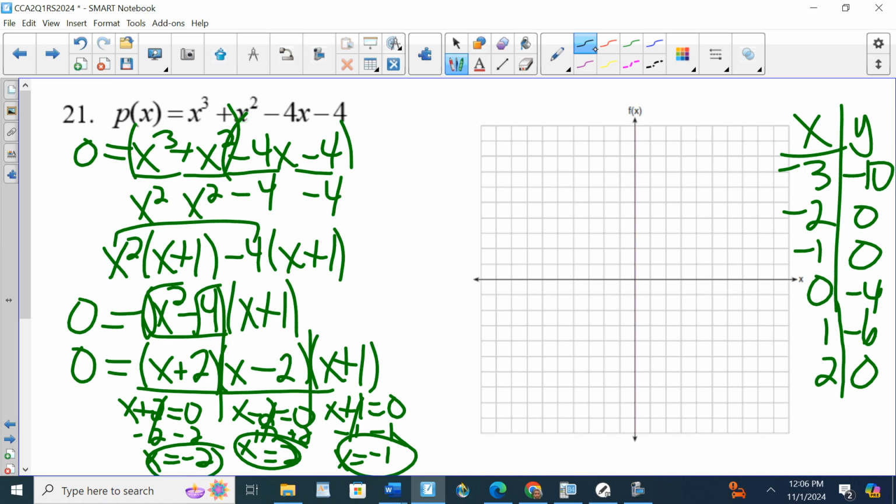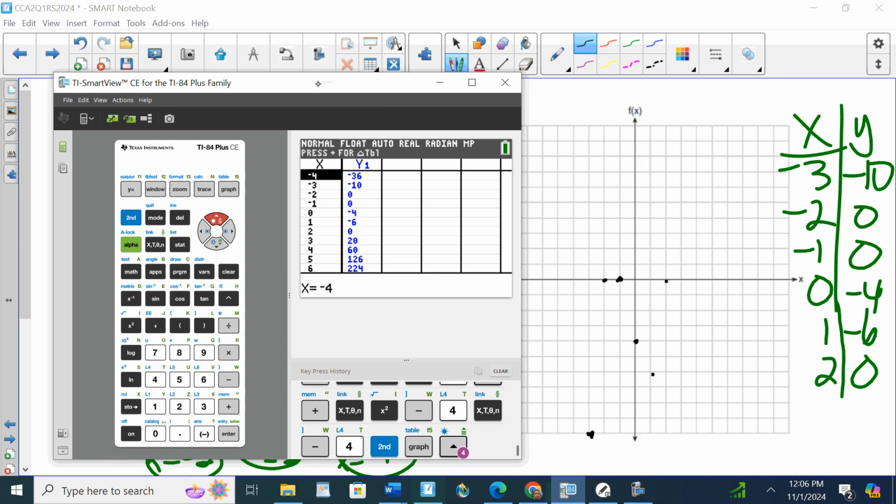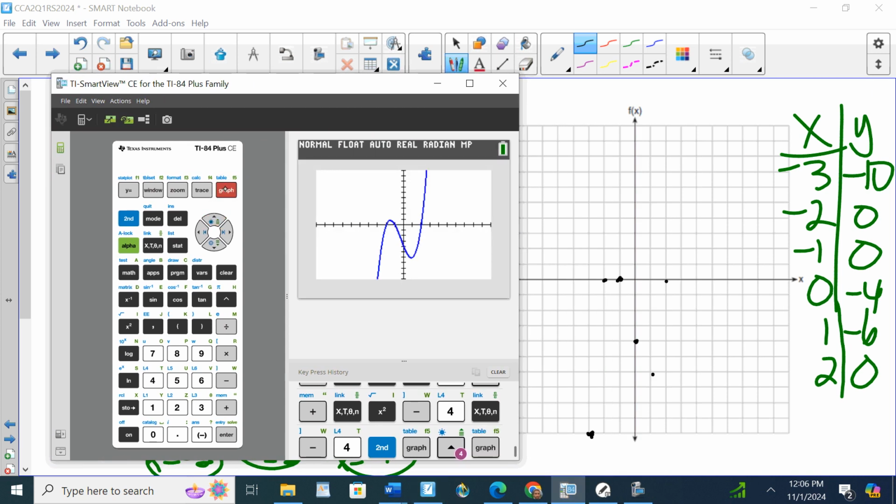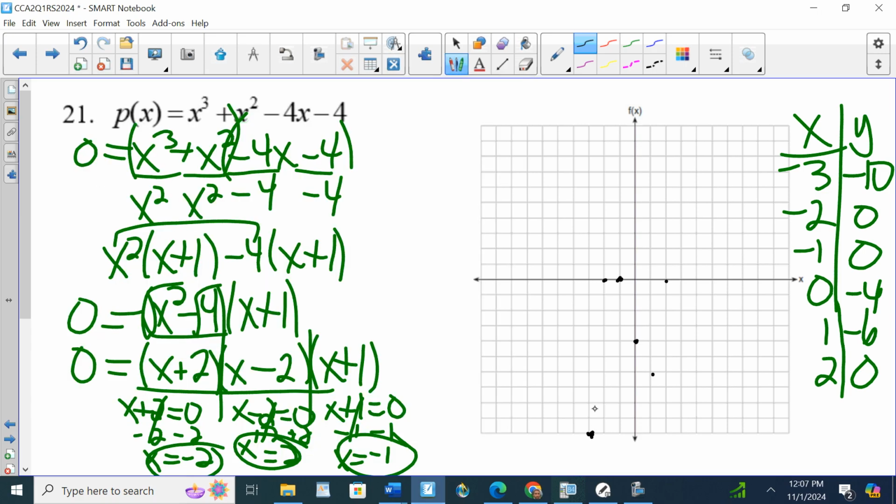So I plot them, negative 3, negative 10. I got negative 2, 0. I've got negative 1, 0. I've got 0, negative 4. I've got 1, negative 6. I've got 2, 0. If you don't know what this is going to look like, it is a little strange, these graphs, then just look at the graph, and we can kind of see what it's going to do. There is no domain, so I do need to put arrows. So I'm going to sketch it, connecting all those points. I'm going to draw arrows, and that's 4 points, and that's it.